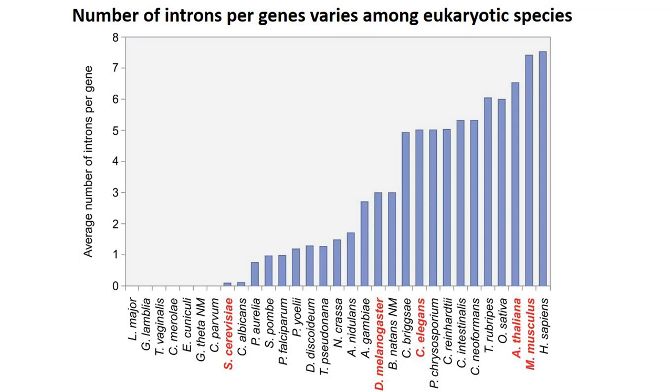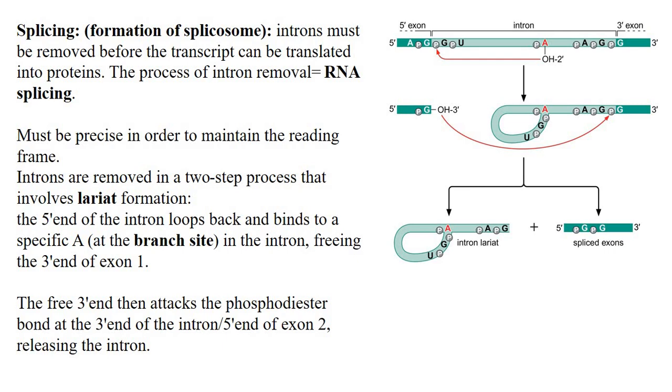So all these, just in short, most eukaryotic organisms have introns in their genes, and those introns need to be removed before the mature mRNA is formed and transported to the cytoplasm. How are these introns spliced? These introns are spliced by formation of a spliceosome, because introns must be removed before the transcript can be translated into protein, and this process of intron removal is called RNA splicing. RNA splicing needs to be precise to keep the reading frame intact to make the correct protein.